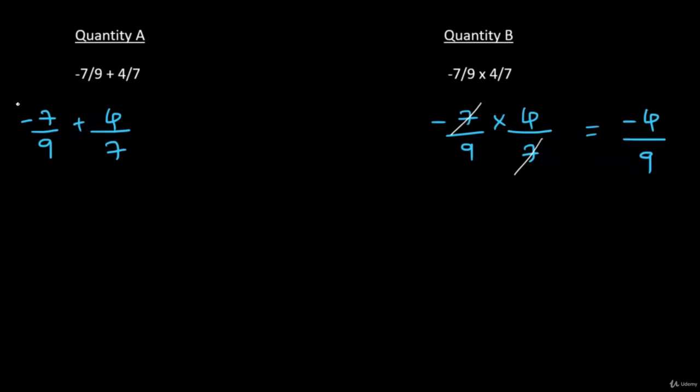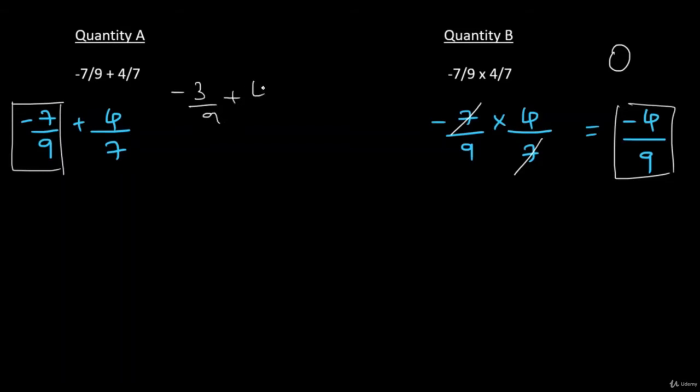Over here you can see that you have minus 7 by 9, right? And over here you have minus 4 by 9. Now one way is you could do operations on the two quantities. Let's add 4 by 9 to quantity A and quantity B. So quantity B will become 0, right? Because you have minus 4 by 9 and then you are adding 4 by 9. Now quantity A will be minus 7 by 9 plus 4 by 9. That would be minus 3 by 9 plus 4 by 7, right? Now you just need to know whether this quantity over here is greater than 0 or not. So let's simplify this over here.